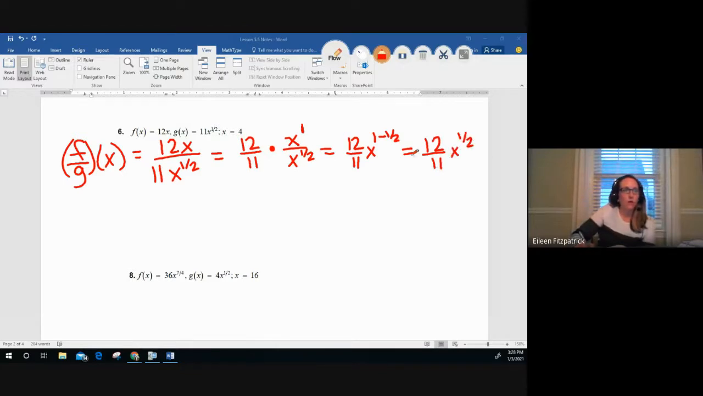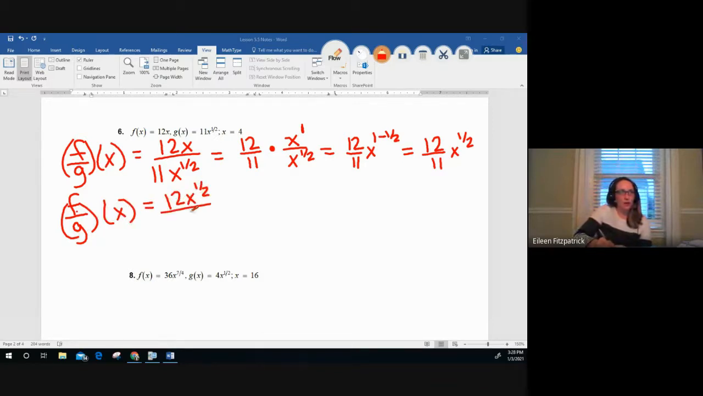If you want to put the variable up in the numerator, you can. So you can write it just like this, how I left it, or you could write it as 12x to the 1/2 over 11.